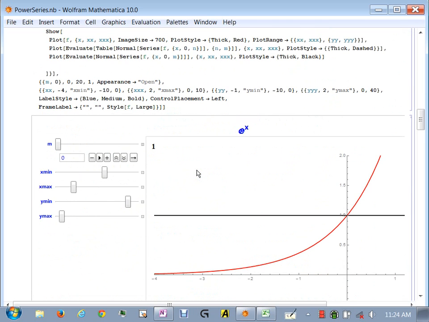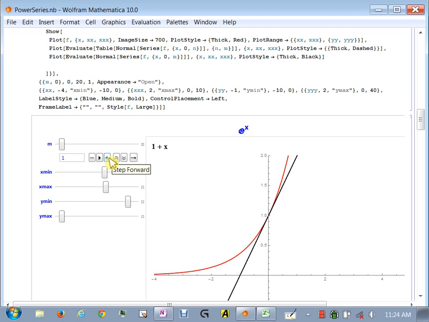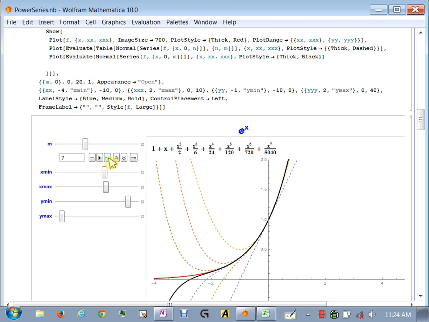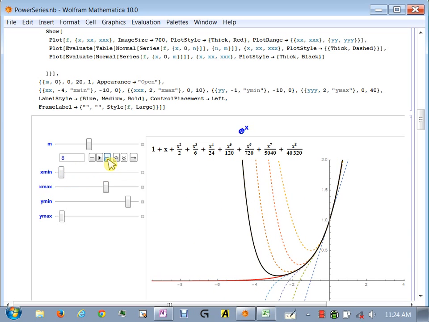Here's another one, e to the x, the exponential function. There's my approximation of it. I'm using the approximation 1. That approximation is bad. 1 plus x, that's a line. That's not real good. Parabola, not bad. Better, better, better. But watch this one. The further I go out, watch what happens.